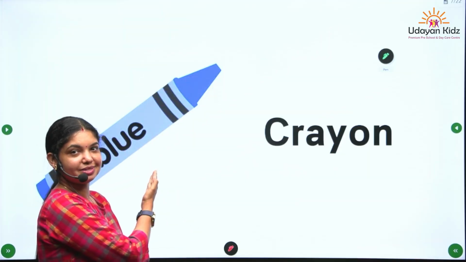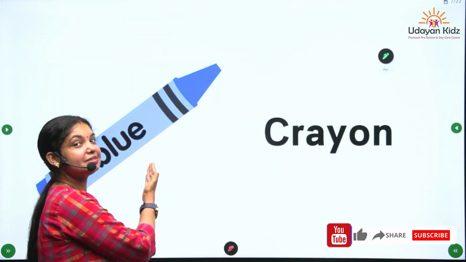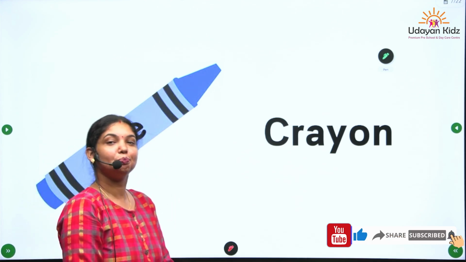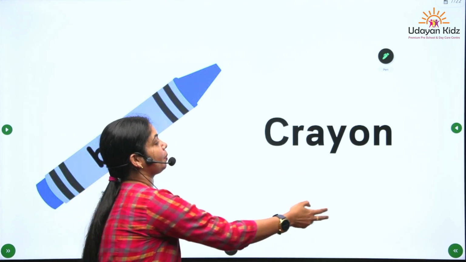Oh, what is this? This is a crayon. And which color is this? Blue color. Blue color. Crayon.